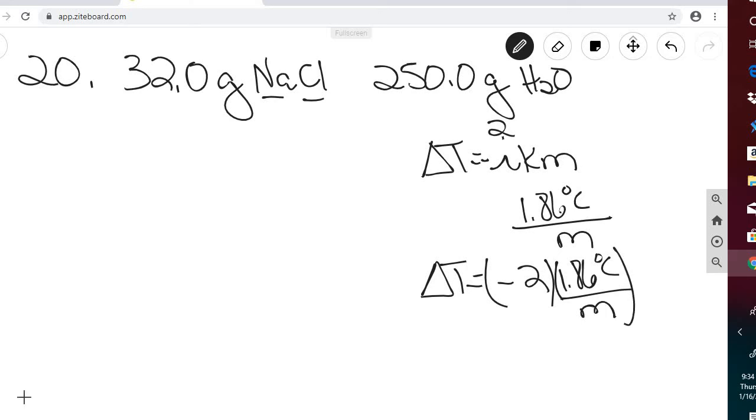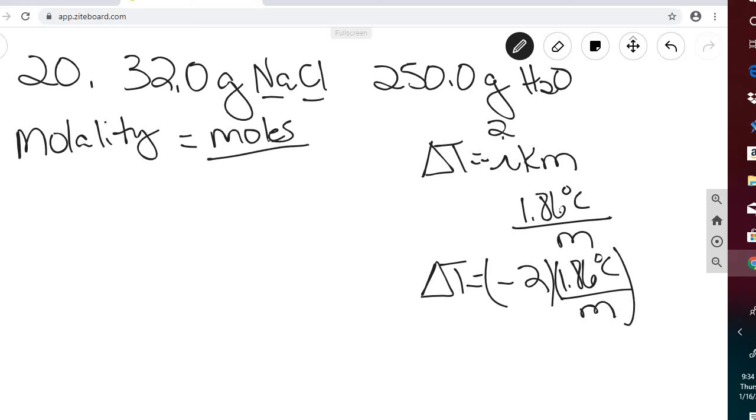And then we have to have the molality, and we can calculate molality because we have the number of grams. Molality, lowercase m, is moles divided by kilograms. Okay, so the kilograms would be this number divided by 1,000. So kilograms is going to be 0.2500 kilograms.